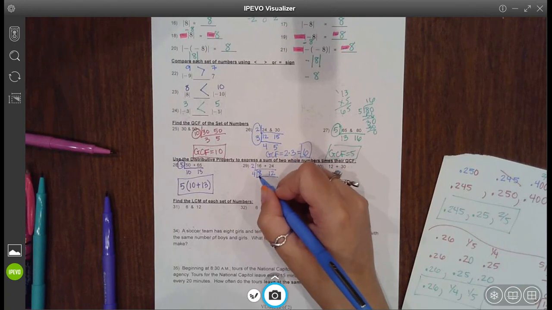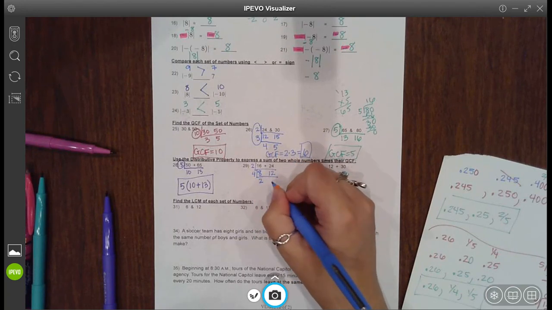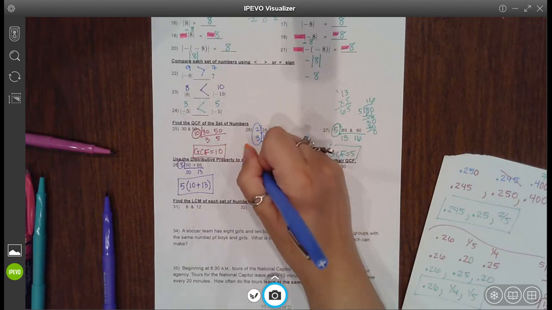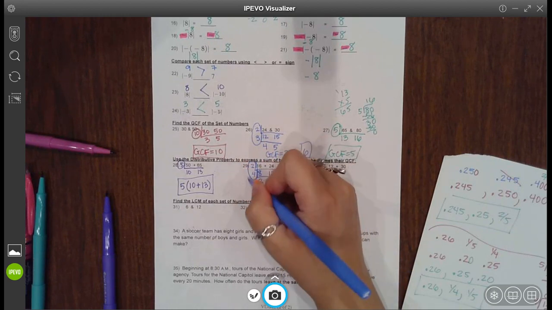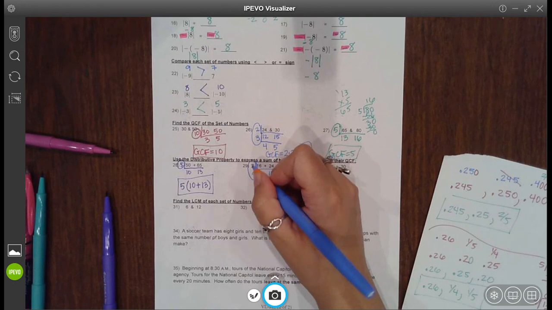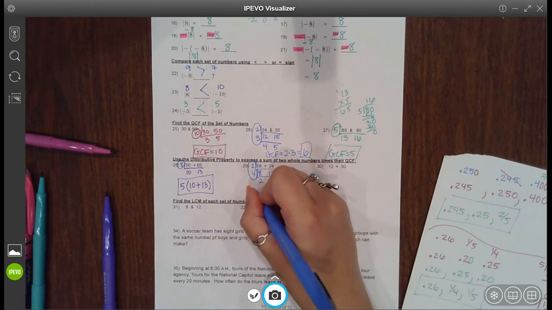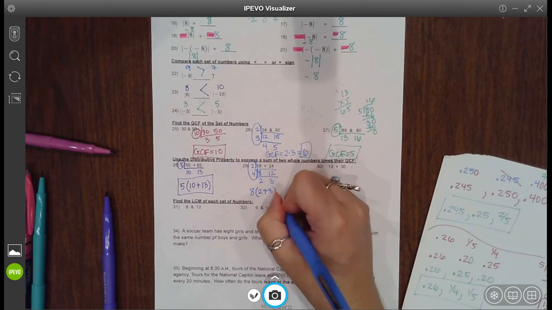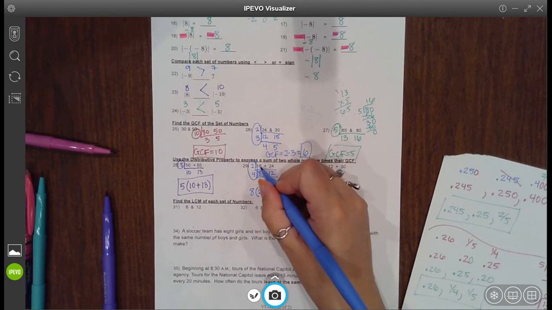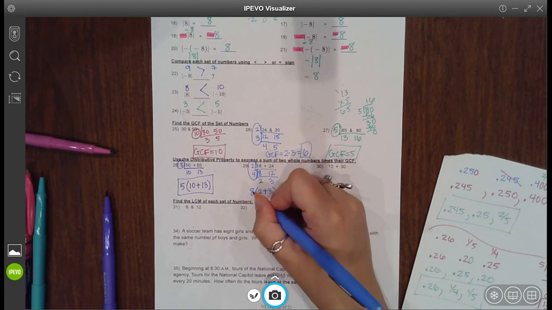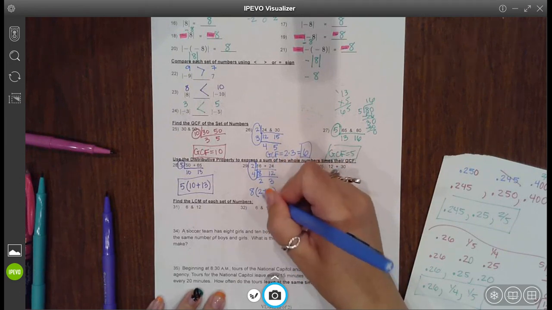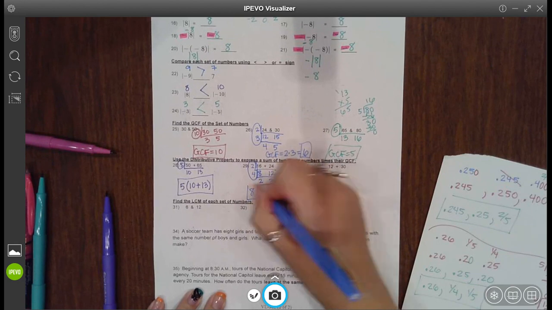Okay, 4 times what is 8? 2. 4 times what is 12? 3. I can't keep going, so I'm done. Here's my GCF along the outside. 2 times 4, which is 8, times 2 plus 3. And always double check. 8 times 2 is 16, plus 8 times 3 is 24. And 2 and 3 have nothing in common, so I know I'm right.